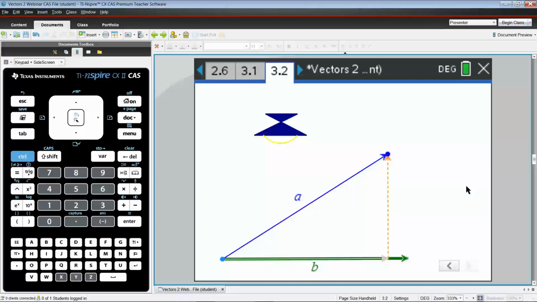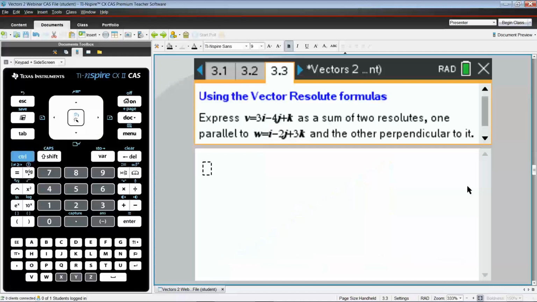Okay, so moving on to a question where we just get to use the vector resolute formulas. So again, I've got vector V and vector W, and our job is to express the vector V as a sum of two resolutes, one which is parallel to W and the other which is perpendicular to it. So I will make a note that it is not sufficient to just find the resolutes. You need to then express the answer as a sum of these two resolutes.